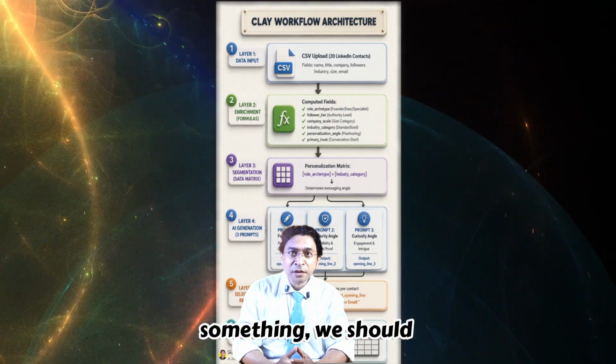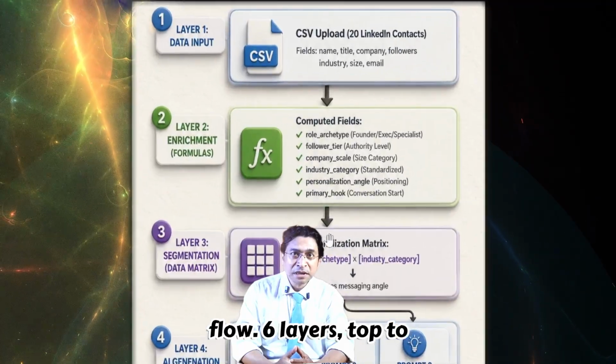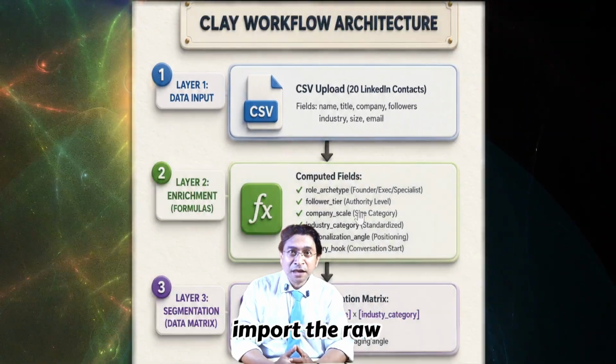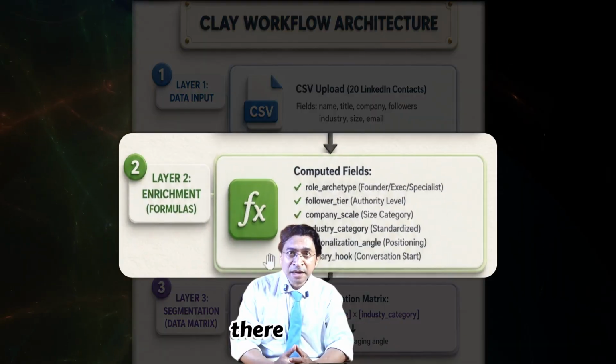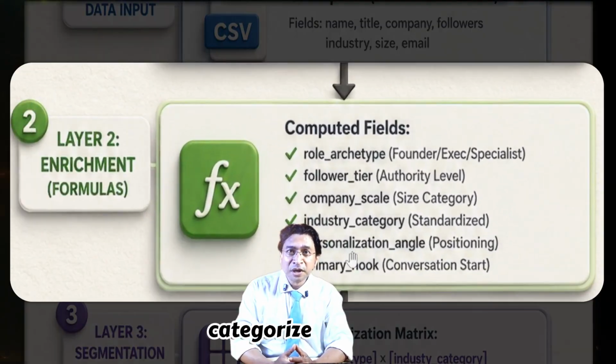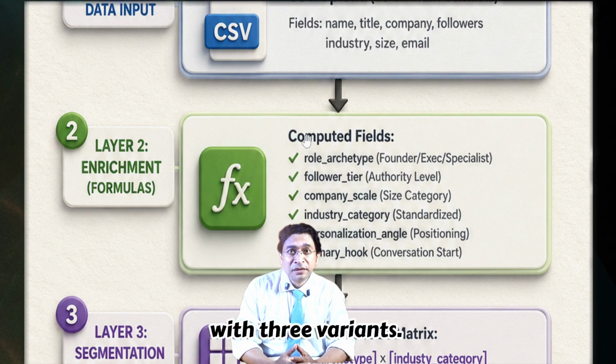Clay.com workflow. Here's the architecture. Before we jump into doing something, we should plan the whole flow. 6 layers, top to bottom, inside Clay. Layer 1, we import the raw data. Layer 2, here we enrich, connect details with formulas to categorize row type, authority level, company scale, personalized positioning, and conversation starter. And that's the opening line with 3 variants.